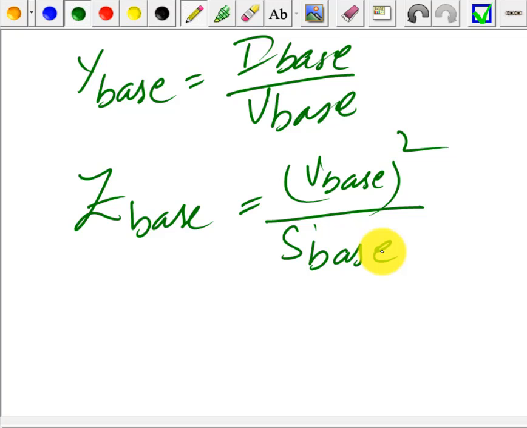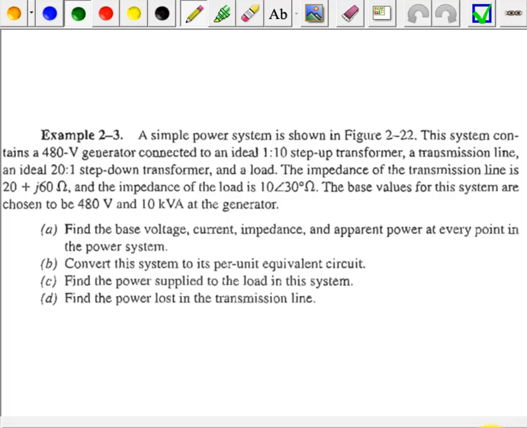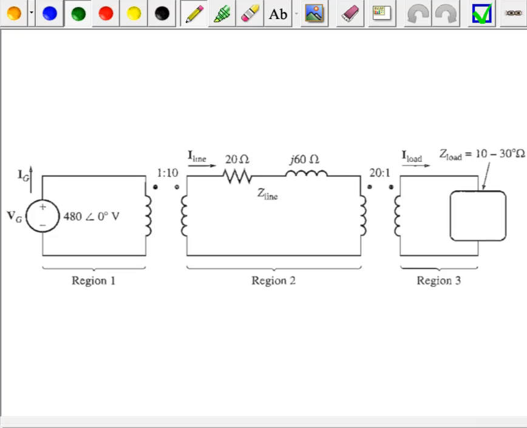So let's look at this simple example to understand this concept. It says that a simple power system is shown in the figure here. In this figure, we have the generator and one step up transformer, because it is 1:10, and this is the line impedance, and then we have the step down transformer, and then we have this load.